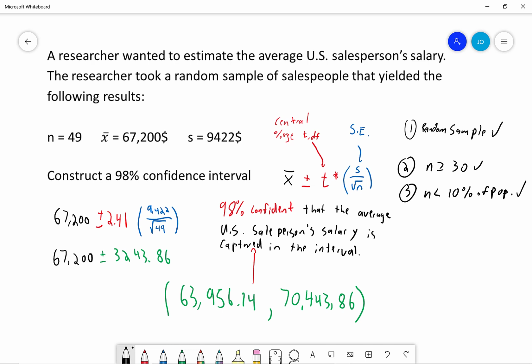And again, our interval is from $63,956.14 to $70,443.86. We're 98% confident that our population mean of U.S. salesperson salary is contained in that interval, is captured in that interval.